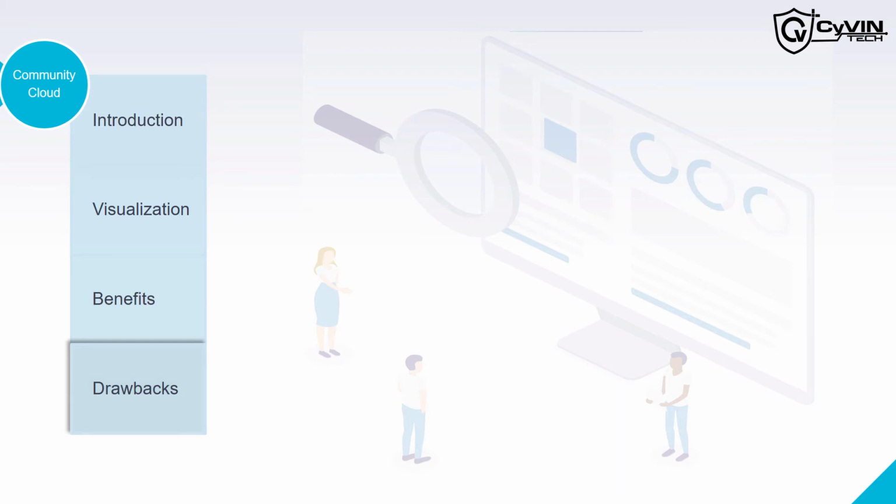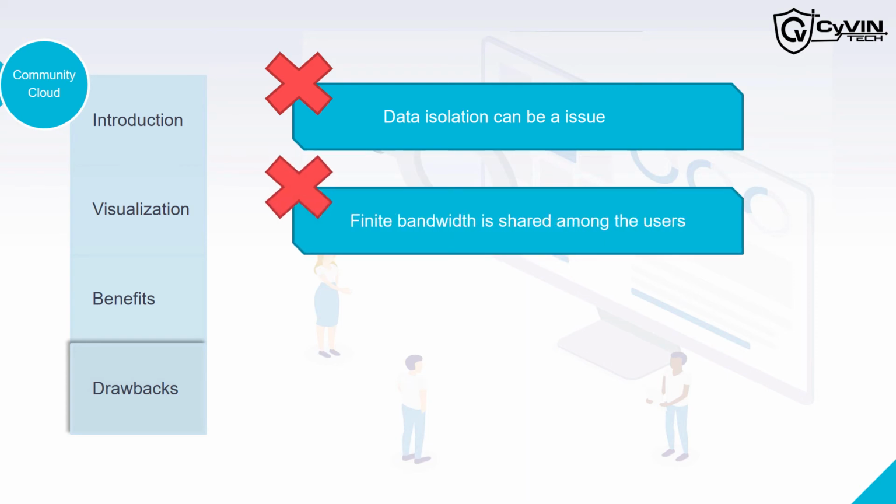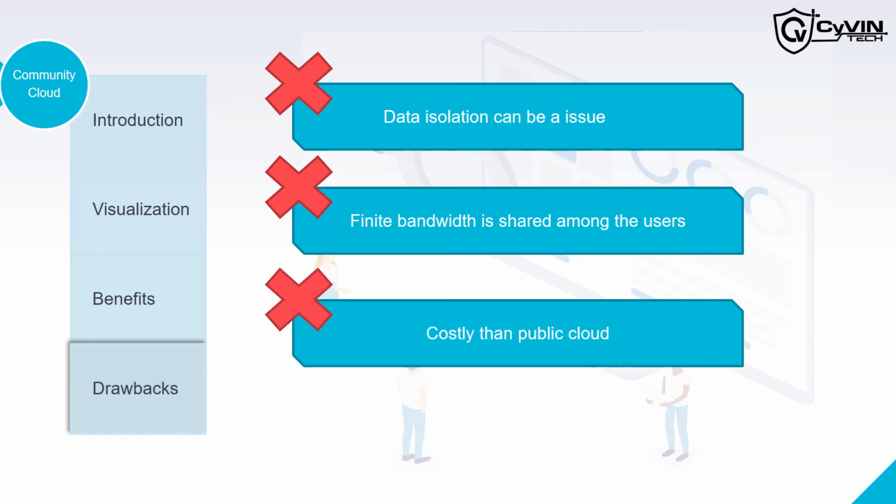Community cloud also faces multiple challenges, such as data isolation of every organization could be an issue if not configured properly. Since a private cloud offers finite bandwidth and it has to be shared with multiple organizations, in this case the performance may degrade. This model is costlier than the public cloud deployment model but is cheaper than private cloud.